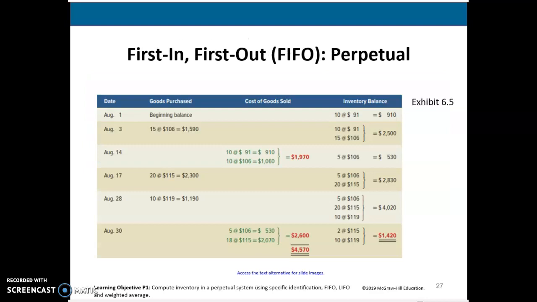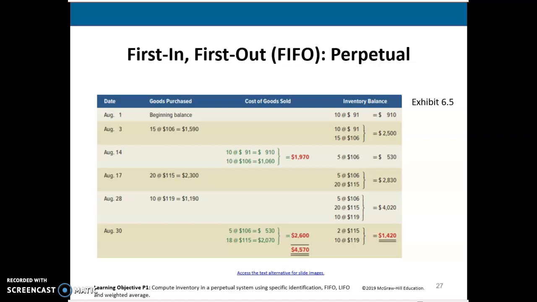This next one is just another example showing you the flow using perpetual inventory, where we're looking at the cost or the inventory in the beginning balance plus what we purchased minus what we sold, and getting down to that total cost of goods sold and that ending inventory balance at the bottom. So it's just another example for you to have.